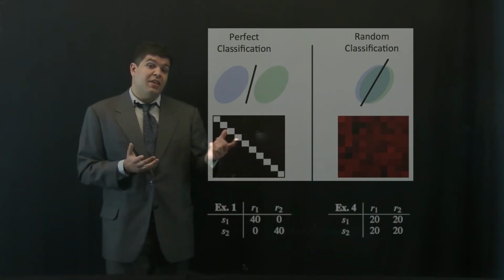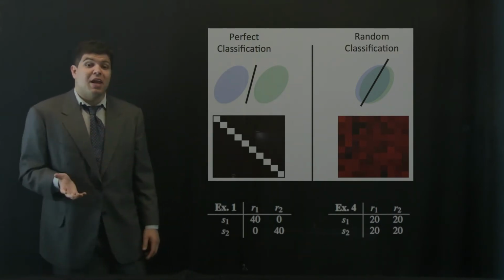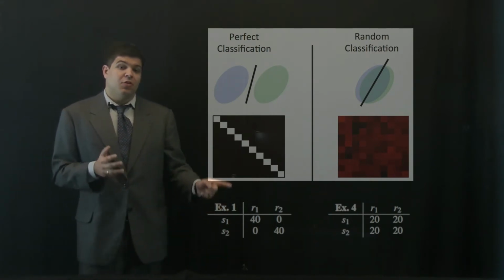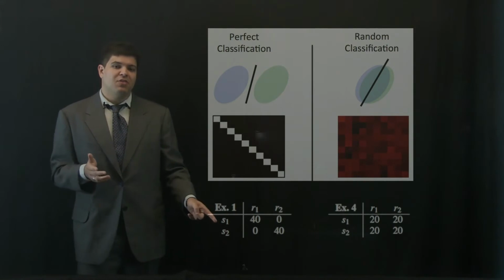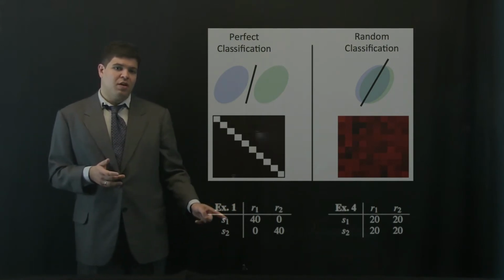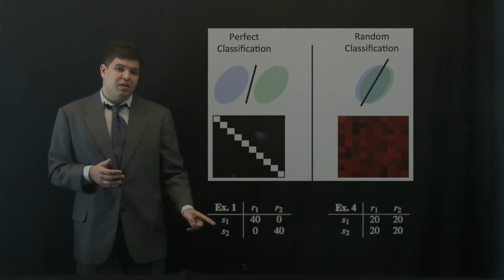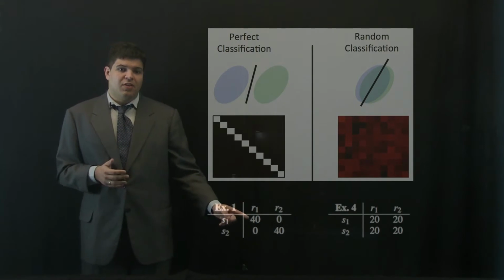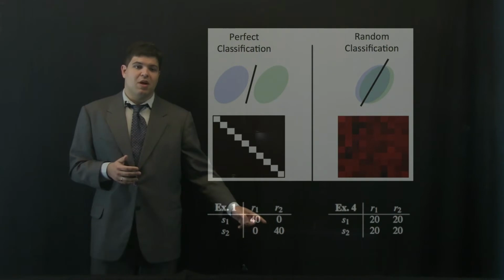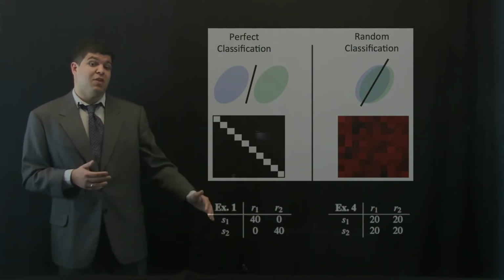And this would lead, in more dimensions, to a diagonal matrix. So for example, here is our diagonal matrix, and I would say that all the responses that are responses R1 are elicited by stimulus 1, and all the responses elicited by stimulus 2 are given by R2, and there's absolutely no overlap. This will lead to a diagonal matrix.